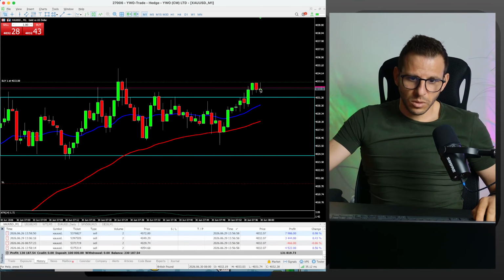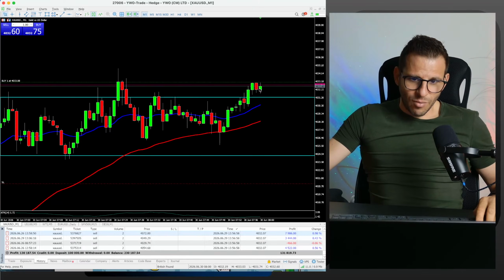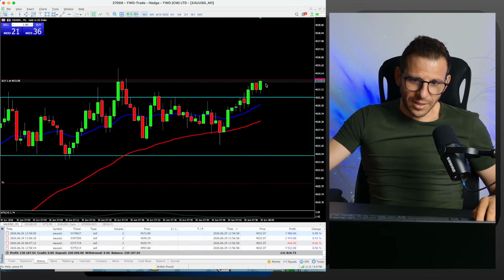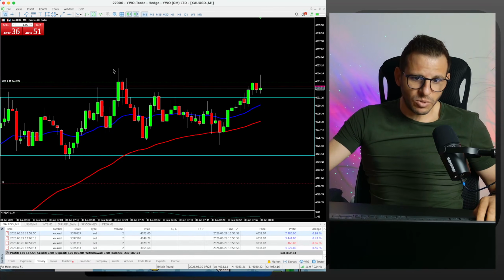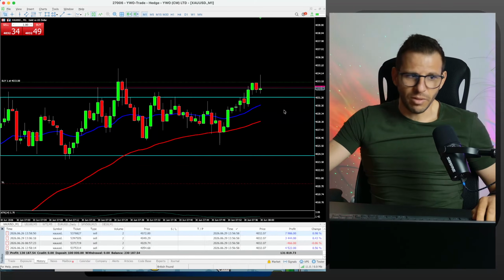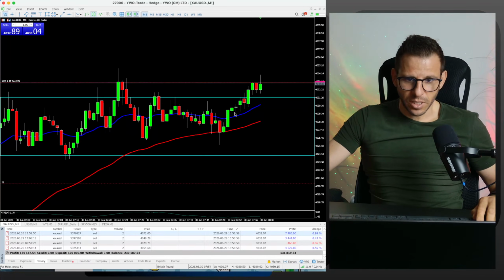Gold. We are right at the top where we had the entry. Now all the buy stop breakouts are getting activated here. Let's see how the market will react on these guys.